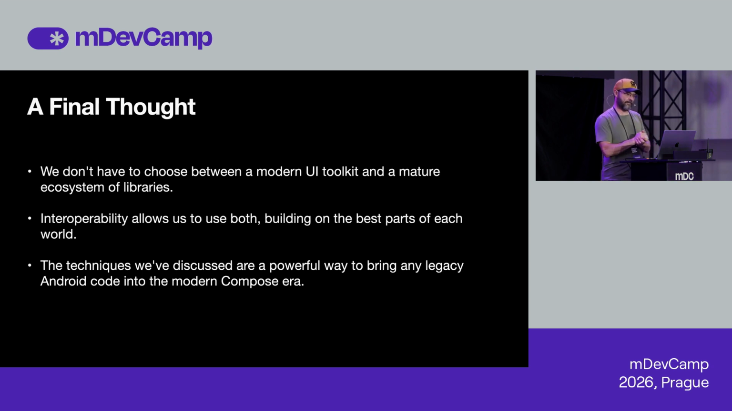A final thought. We don't have to choose between using a modern UI toolkit or a mature ecosystem of libraries. We can bridge them by using interoperability with Android View. And the techniques we have discussed here are the way to go. We can think about, as mentioned, the lifecycle, creating the specific Compose API, but it's possible to use a non-Compose UI or a non-Compose library inside a Compose context. There is no need to do either one or the other.